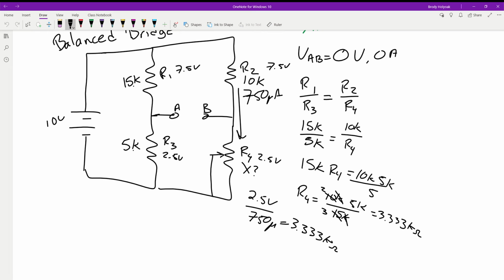Any other questions about balance bridges? That's basically the idea of how they work. And what we use them for is to detect small changes in voltages or small resistance changes. What is going on now?